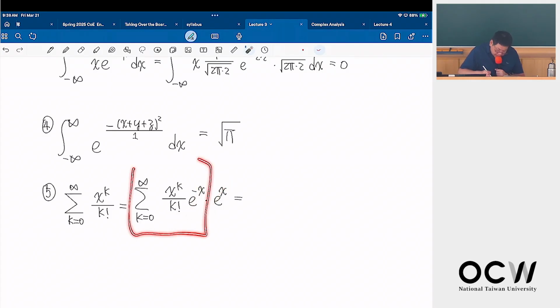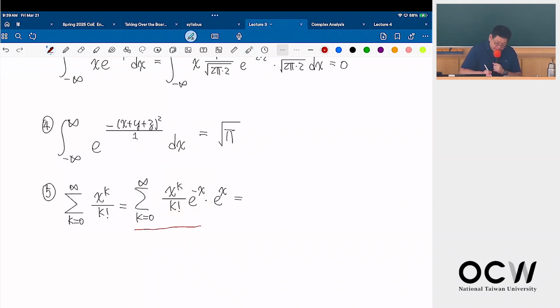Then what is this term? This is the PMF of Poisson variable. If this is a PMF, then I do the summation from 0 to infinity. Then this becomes, by the properties of PMF, this part will be 1. So you get e to the x.